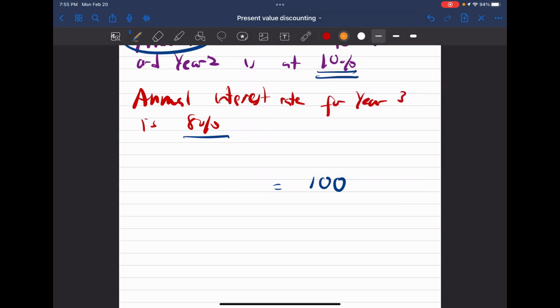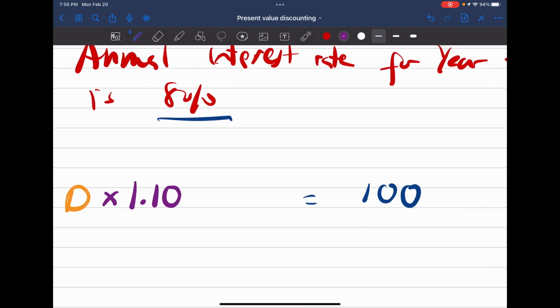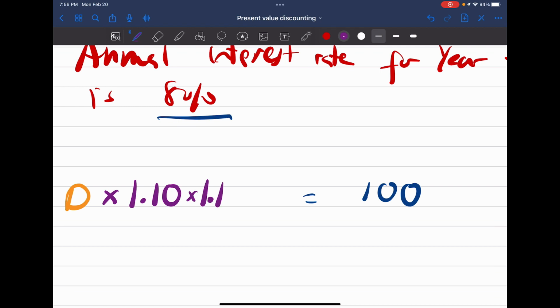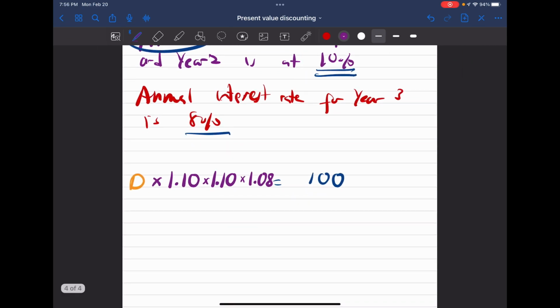We're trying to find the present value of $100 received in 3 years. So let's say our present value is D. We're trying to find D. In our first year, we have 10% interest rate, so multiplied by 1.1. Second year, also 1.1, right? And the third year, the annual interest rate decreases to 8%, so 1.08. So intuitively, if we multiply D by 1.10 times 1.10 times 1.08, we get $100.